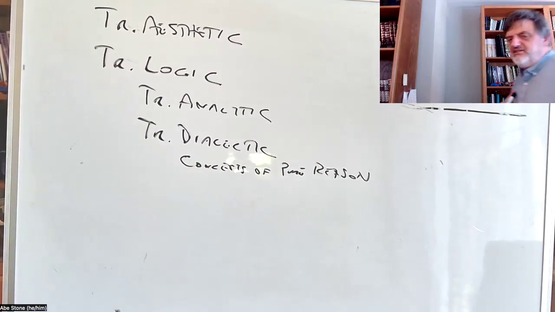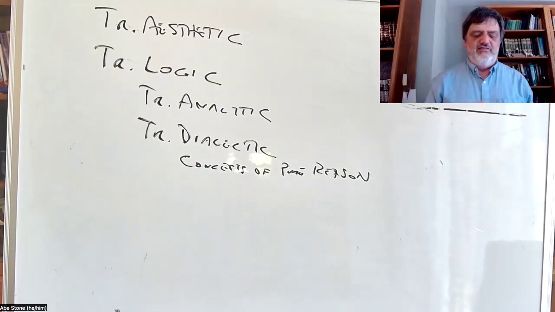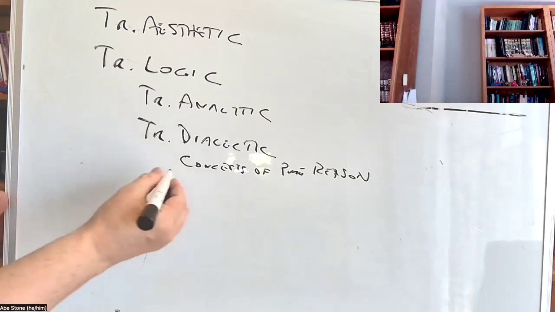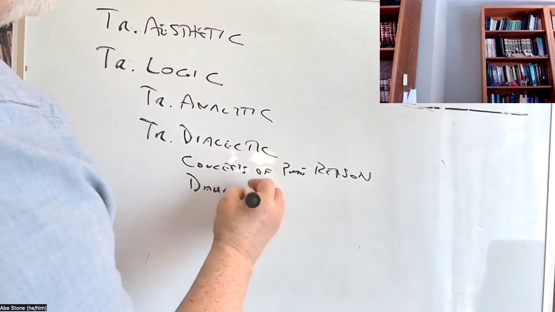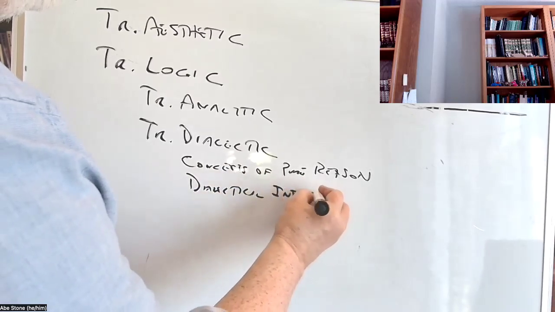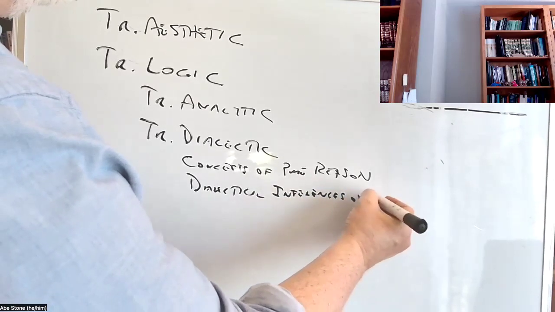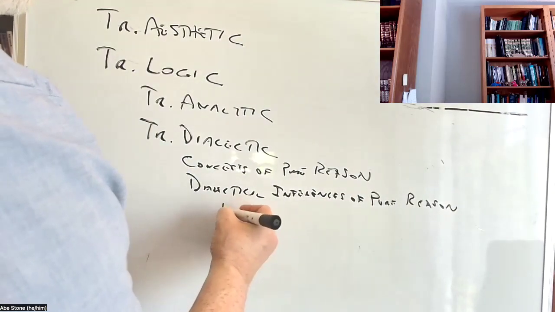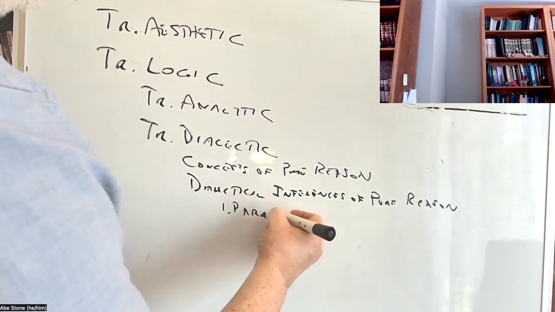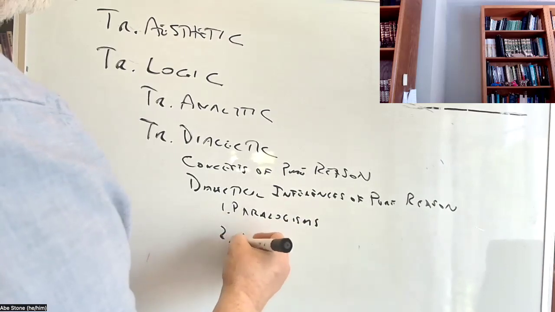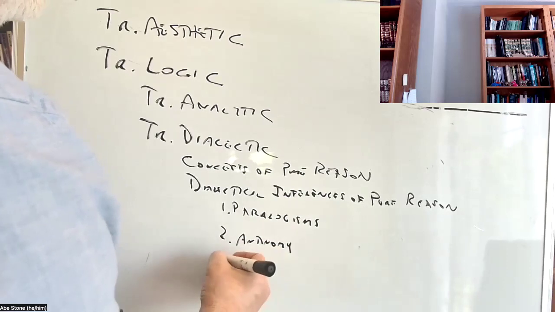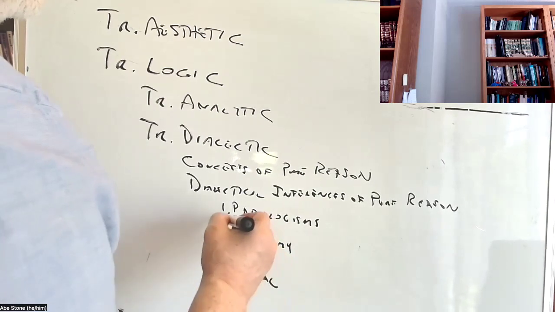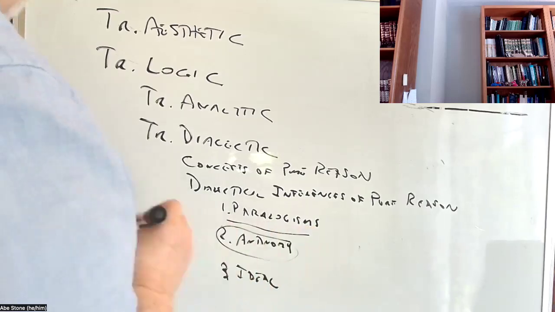Actually, in the table of contents, this is called the dialectical inferences of pure reason. In the section itself, I think the title is something like the procedure of reason and its dialectical inferences. But anyway, I'm just going to write dialectical inferences of pure reason. And then that has three parts: the paralogisms, the antinomy, and the ideal. I talked about paralogisms last time, and today the reading was from the antinomy.